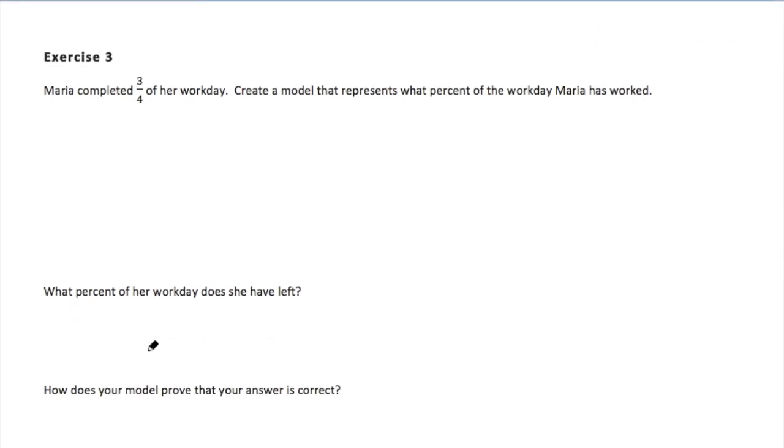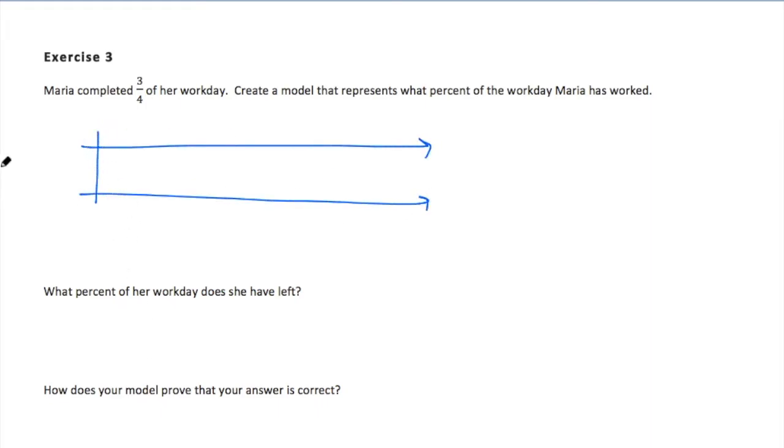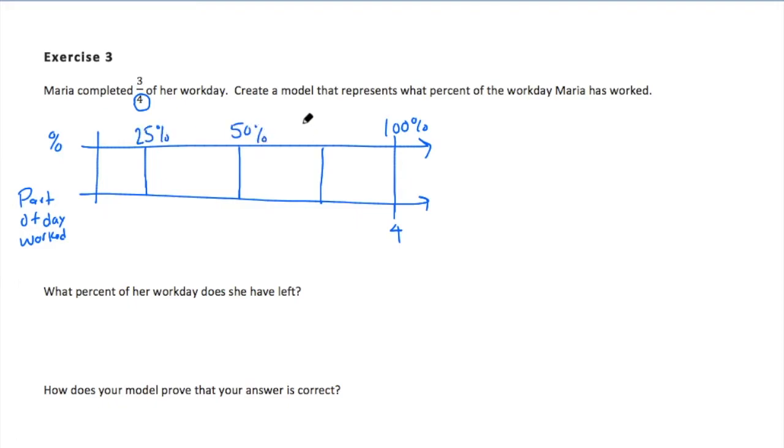Okay, so Maria completed 3/4 of her work today, so let's go ahead and make another double number line to represent this. So we will have percents on the top, and we'll have parts of her workday that she went through. We'll put our wholes here, 100%, and since we're out of fourths, we'll call that 4 as our whole. So we'll split this up into just fourths. So 25%, 50%, 75%, 1, 2, 3, 4. So we can see that 3/4 goes with 75%.